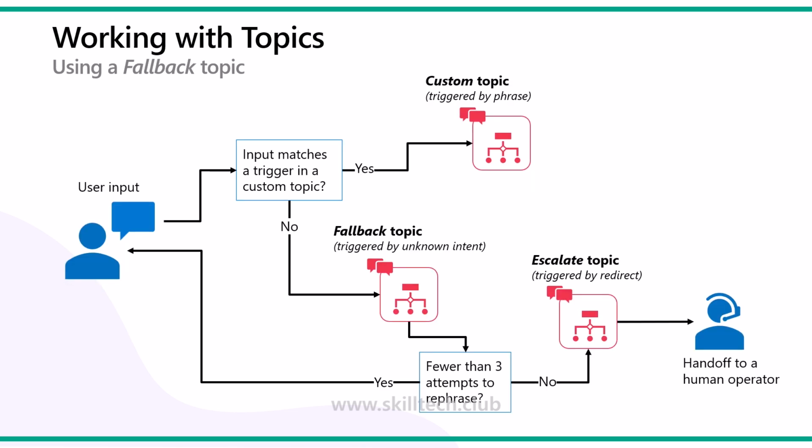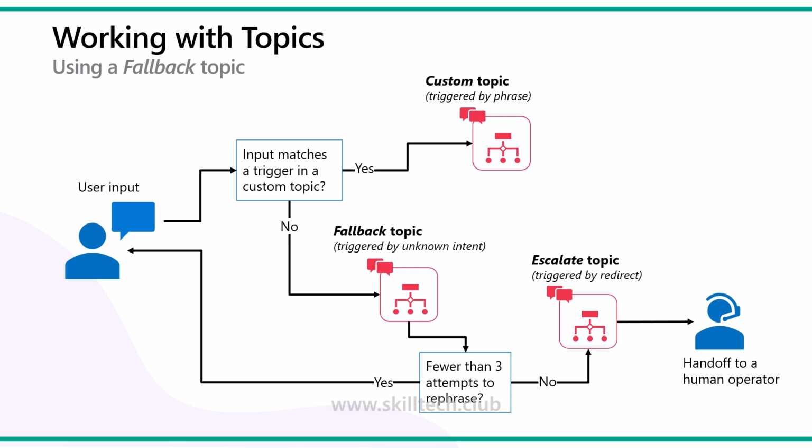This diagram is actually showing you a fallback topic. The fallback system topic is particularly useful because it enables the agent to respond gracefully when a user enters an unexpected input that doesn't match the trigger of any custom topic. You can follow the flow on the slide to see how the fallback topic can handle the unexpected input.